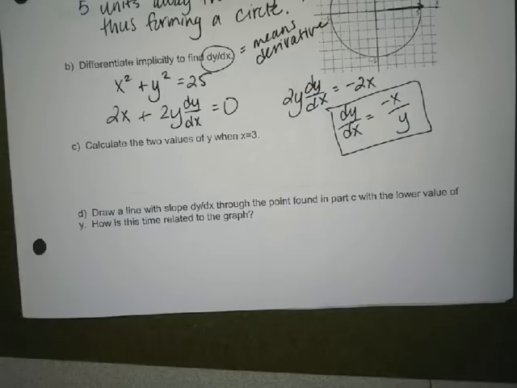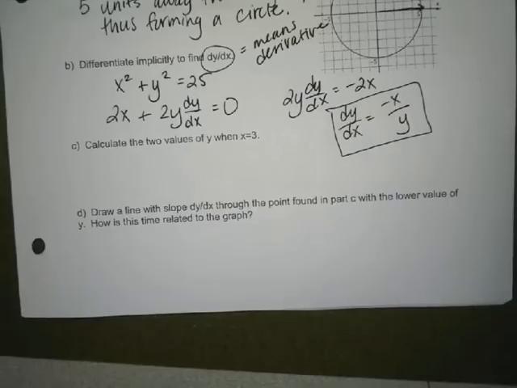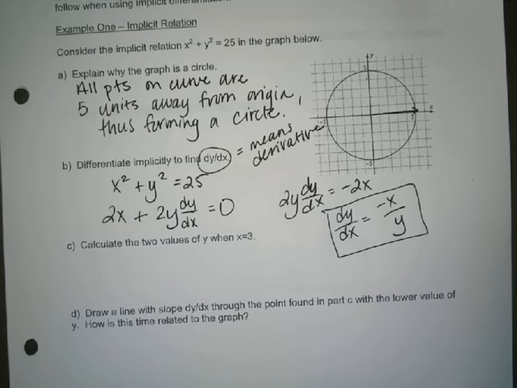Alright, so we're going to calculate the two values of y when x equals 3. What does that mean? Do we plug that into the... Well, what does that mean? If I want to find y when I'm given an x, what function am I going to use? Am I going to use the derivative or the original? Am I asking for a rate of change here, or am I just asking for a value of y? I'm going to use the original then. I'm just looking for a value of y, so we're going to take 3 and plug it in.